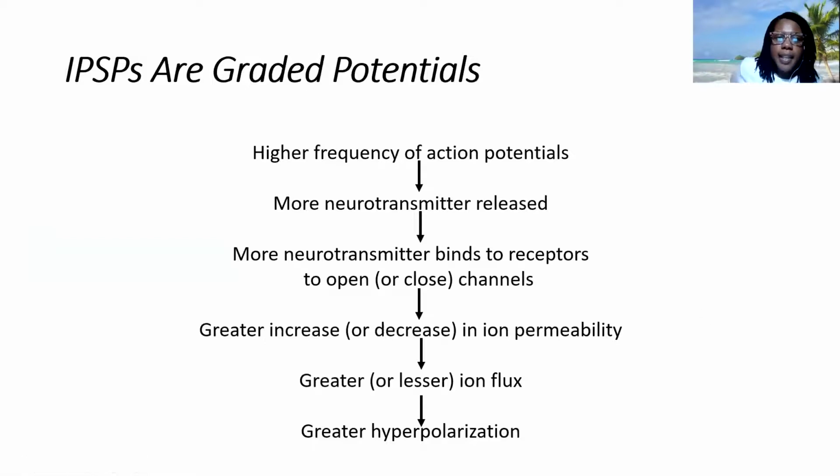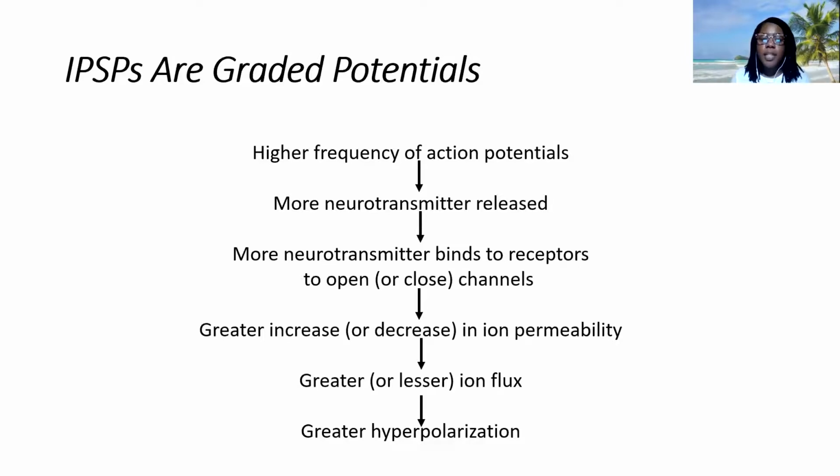Okay, so let's look at IPSPs here again as an example, just to remind ourselves of the flow of events. So let's say we are firing action potentials on a neuron. We increase the frequency of action potentials. And we spoke about this idea where action potentials do not change. We cannot change the magnitude or the duration. And so the way that we can change different signals using action potentials is by changing the frequency, how fast those action potentials are generated. And so a higher frequency of action potentials translates to more neurotransmitter being released.